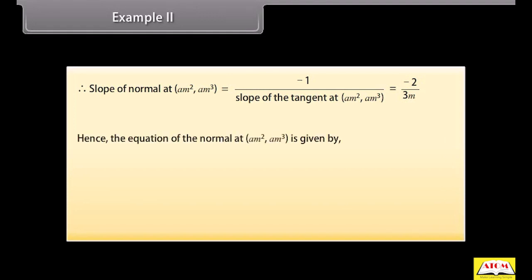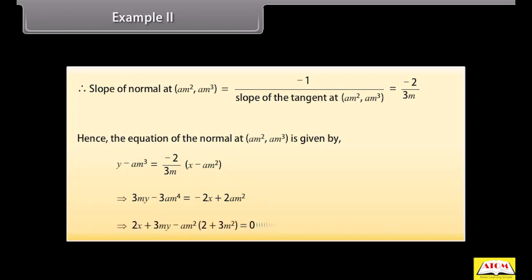Hence, the equation of the normal at (am², am³) is given by y − am³ = −2/3m (x − am²). It implies that 3my − 3am⁴ = −2x + 2am². It implies that 2x + 3my − am²(2 + 3m²) = 0.